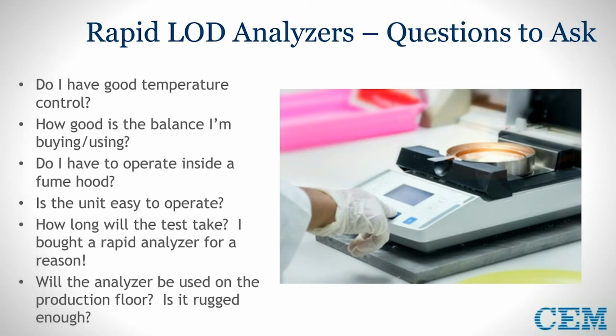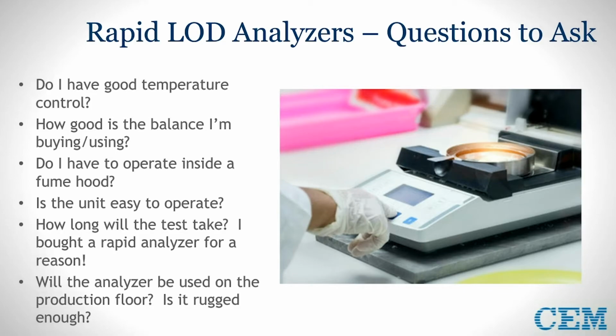The next question to ask yourself, how long will this test take? If you're buying a rapid moisture analyzer, you're probably trying to save some time. Most analyzers will take the time down from maybe 4 to 8 hours to somewhere less than an hour. But with that moisture balance, you've got to ask yourself, how much time are you saving? And you really want to look at those time savings. Finally, will the analyzer be used on the production floor? And if so, is it rugged enough? So you want to consider where this moisture balance is going to be placed and whether the environment you're placing it in is suitable for long-term use.